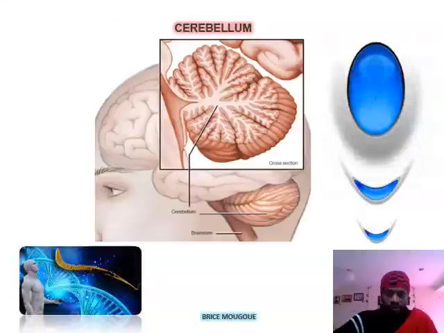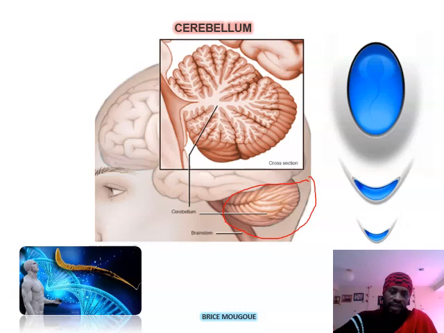The cerebellum. The cerebellum is found at the lower back portion of the head, here, at the region we call the occiput. Just like with the cerebrum, please don't confuse this, this is cerebellum. Just like with the cerebrum, it is divided into two hemispheres. Two hemispheres, the left and the right hemisphere.